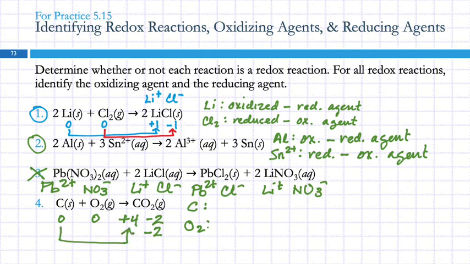Because it's gaining. Went from 0 to 4 plus 4. But reduction is a reduction in the oxidation state. Oh, okay, so oxidation. What you meant was it's the reducing agent. Right? So carbon is being oxidized because its oxidation state is going up. That means it's the reducing agent.